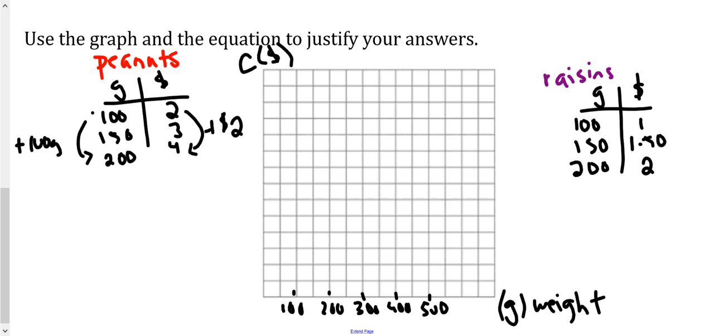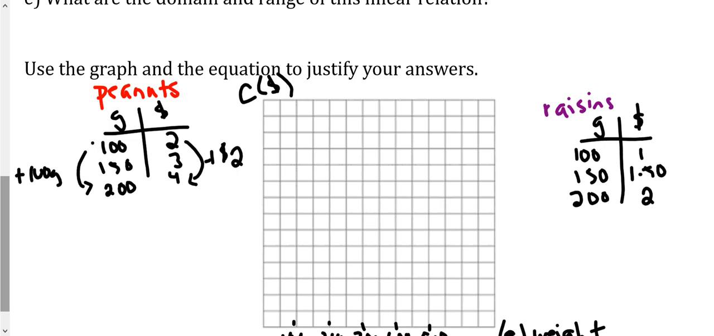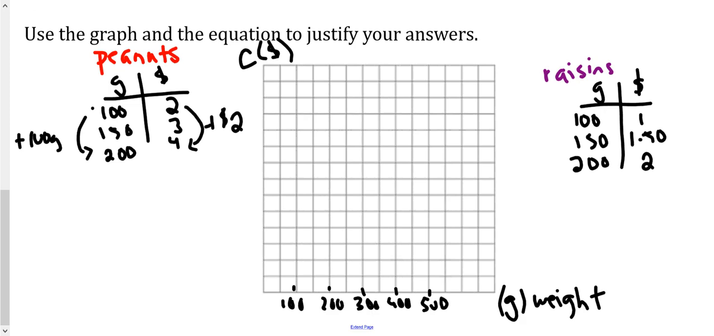Well, let's quickly say for peanuts, if I start to graph these, 100 grams of peanuts is $2. 200 grams, we said, was $4. 300 grams, we can calculate, is going to be $6. Raisins, on the other hand, 100 grams was $1. 200 grams was $2. 300 grams would be $3.